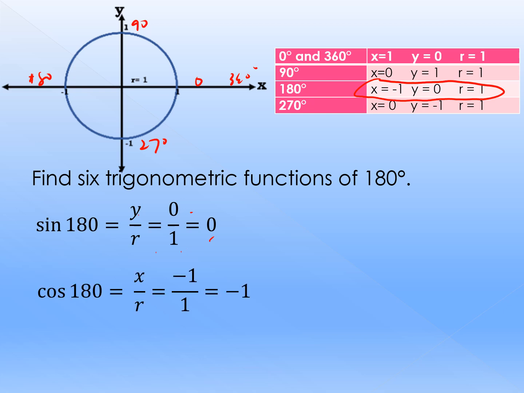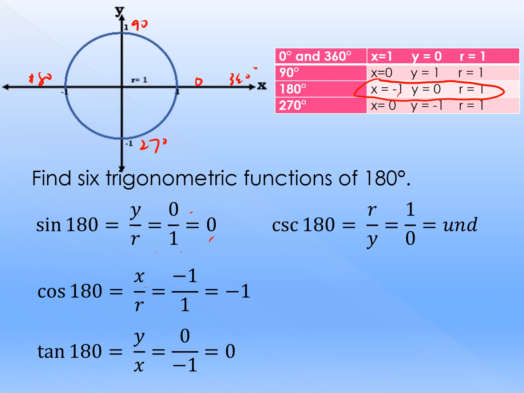For cosine 180 degrees, instead of writing x, we're going to write negative 1. Instead of writing r, we're going to write 1. And simplifying negative 1 divided by 1, that's equal to negative 1. So cosine 180 is equal to negative 1. For tangent 180, that's equal to y over x. So instead of writing y, we're going to write 0. And instead of writing x, we're going to write negative 1. 0 divided by negative 1 is equal to 0. Therefore, tangent 180 degrees is equal to 0.